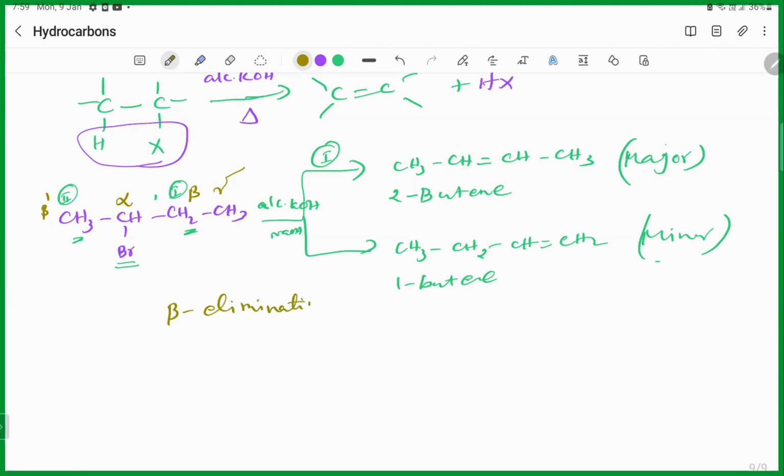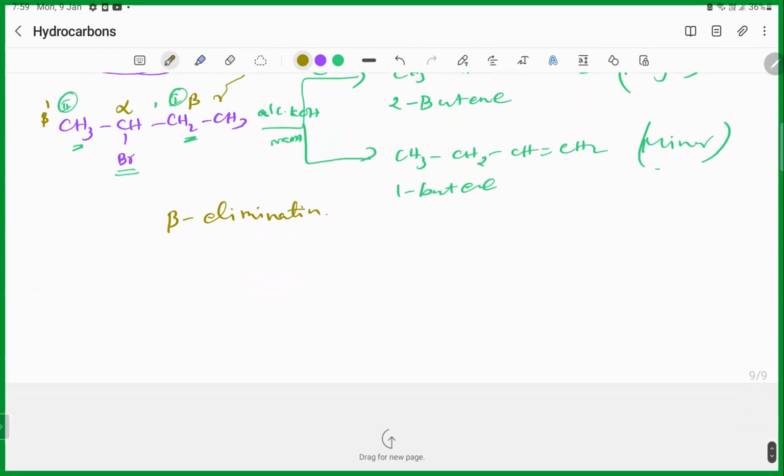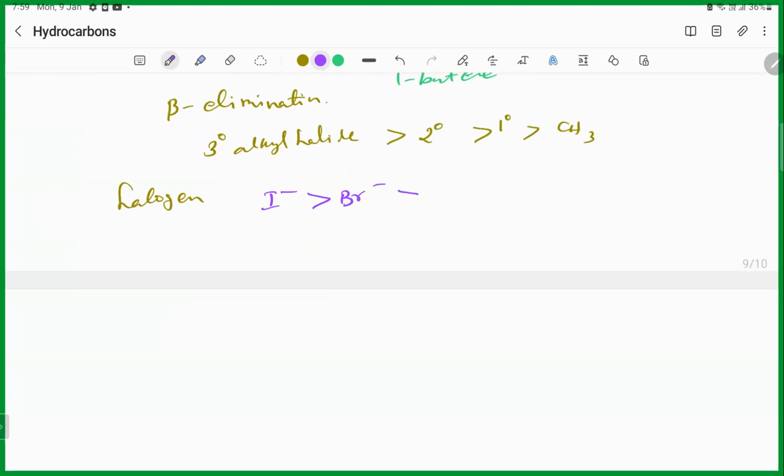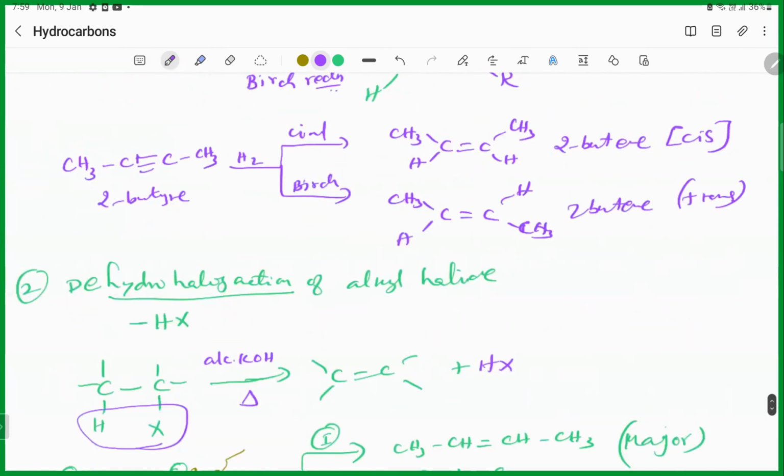When the beta elimination reaction is followed, tertiary alkyl halides readily undergo dehydrohalogenation, then secondary, then primary, then methyl. As for the halogen group, which halogen can easily leave? Iodine leaves more easily than bromine, and bromine more easily than chlorine. So this is the second point on dehydrohalogenation.